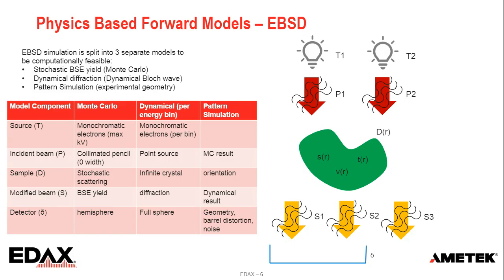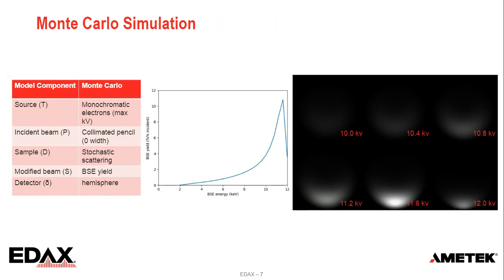So I'll step through a high-level overview of how each of those work, because it's important to understand where the patterns are coming from to be able to use them successfully. So the backscatter yield is a pretty standard Monte Carlo simulation. In this case, the source is just a monochromatic electron beam. So you'll pick 20 kV or whatever the accelerating voltage of the experiment you're targeting is.